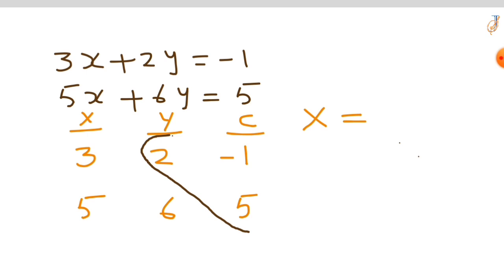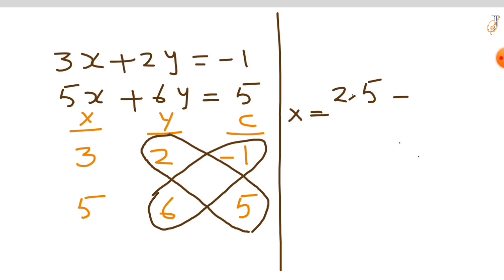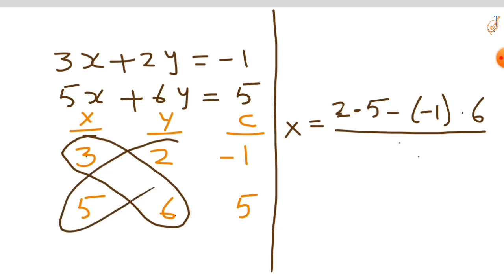Take the y coefficient in the first equation, which is 2, multiply with the constant term, which is 5, minus the right hand side diagonal, that is minus 1 times 6. That is, you take the y coefficient in the second equation, which is 6, times the constant minus 1. So 6 times minus 1, over. Now in the denominator, take diagonal terms in x and y. So 3 times 6 minus 5 times 2.